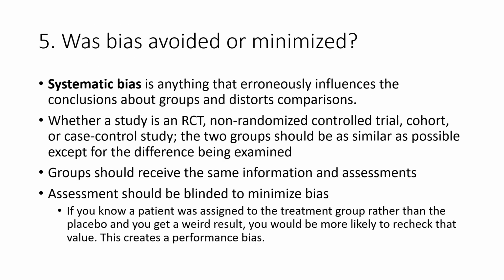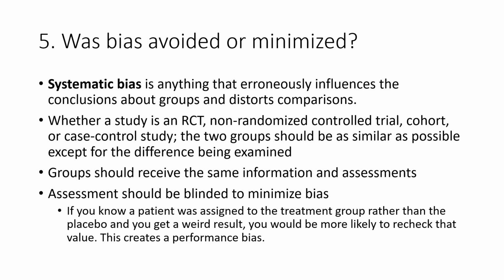The fifth question to ask is, was bias avoided or minimized? So systematic bias is anything that can erroneously influence the conclusions about the groups or distorts comparison. So basically anything that muddies the water in terms of determining what the results of the study were. Whether the study is a randomized control trial, non-randomized, cohort, or case control study, you want your two groups, your test group and your control group, to be as similar as possible, except for the difference that's being examined. So the only difference you really want between those two groups is the independent variable, and then you're going to monitor the dependent variable. And your assessment should be blinded, particularly for the researcher, in order to minimize bias.